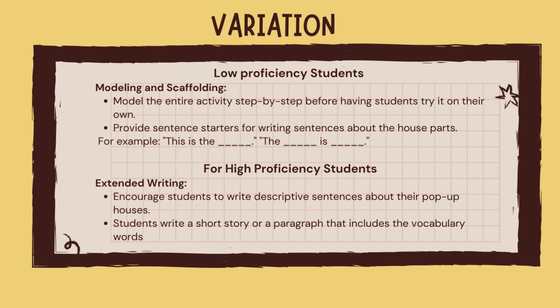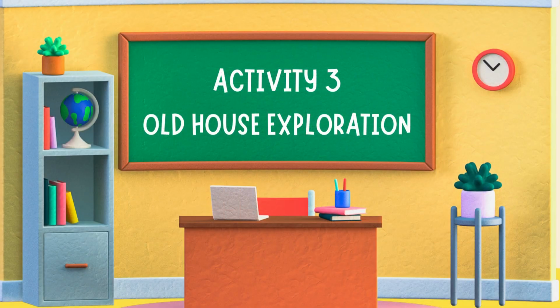And then for high proficiency students, teachers can extend their writing. For example, teachers can encourage students to write more detailed and descriptive sentences about their pop-up houses. And also, teachers can ask the students to write a short story or a paragraph that includes the vocabulary words that describes a day in their house.